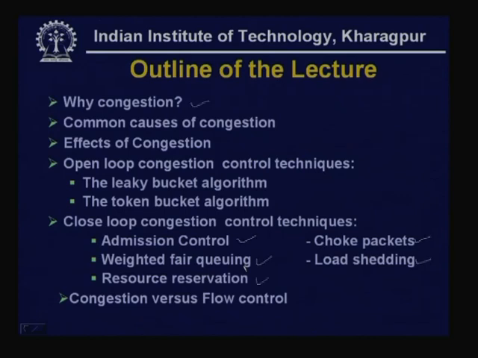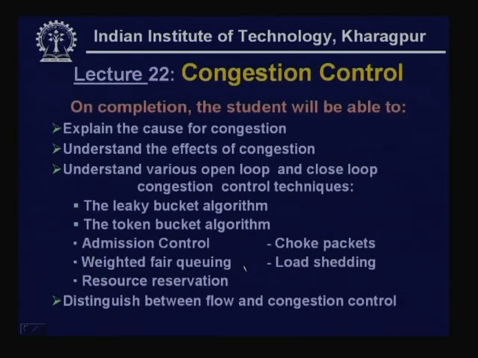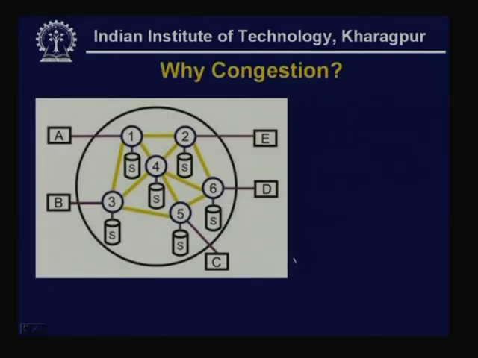On completion of this lecture, the students will be able to explain the causes for congestion, understand the effects of congestion, what happens when congestion takes place, and understand various open loop and closed loop congestion control techniques such as leaky bucket algorithm, token bucket algorithm, and so on, which I have mentioned. Then they will be able to distinguish between flow and congestion control. So, with this background, let us start the discussion about why congestion.